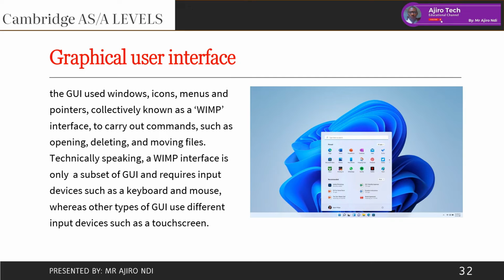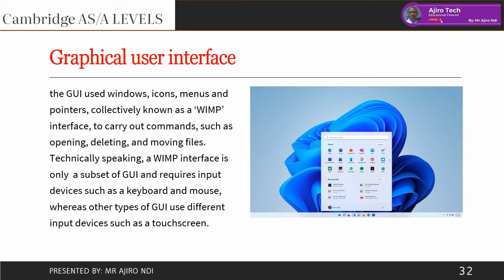Okay. Now, there was a need for a less inefficient means of communicating with the computer, which resulted in the creation of the GUI. Now, instead of typing in commands, the GUI used windows, icons, menus and pointers, collectively known as the WIMP. It's right there on the screen, to carry out commands such as opening, deleting, and moving files.